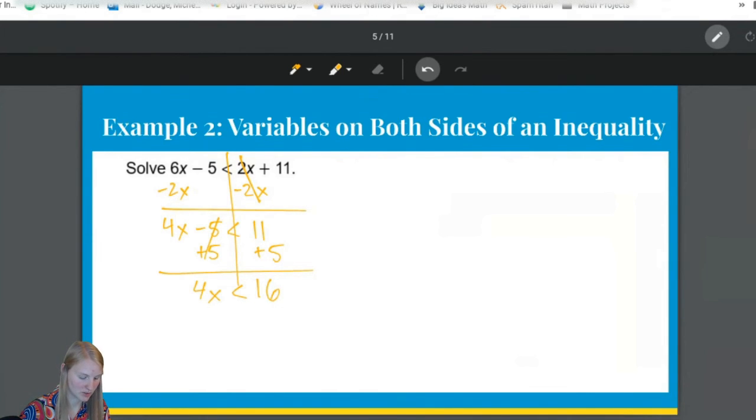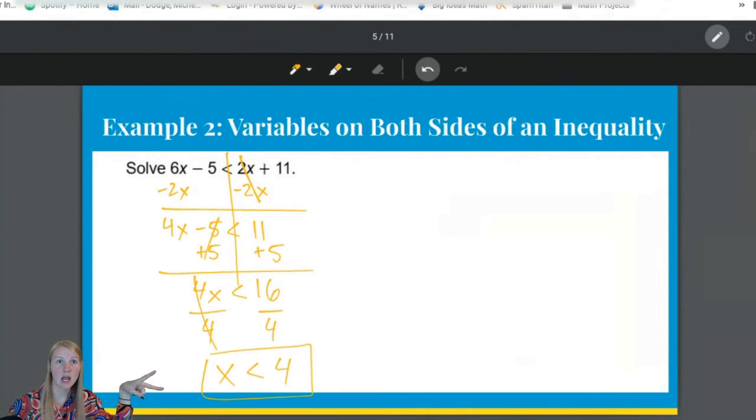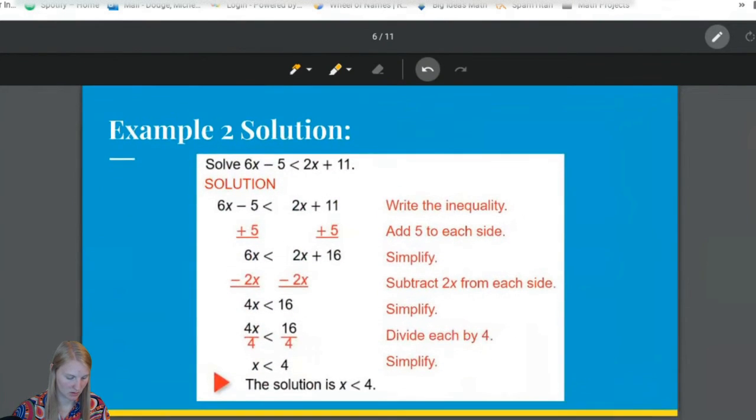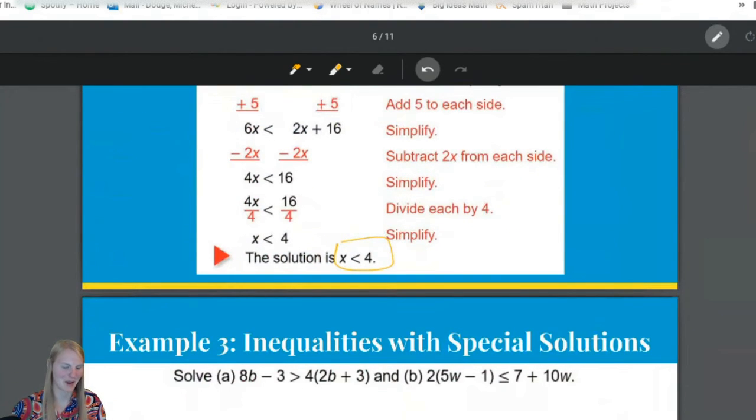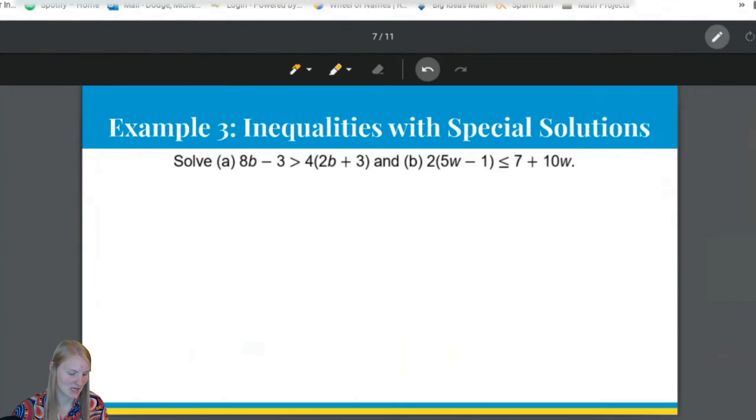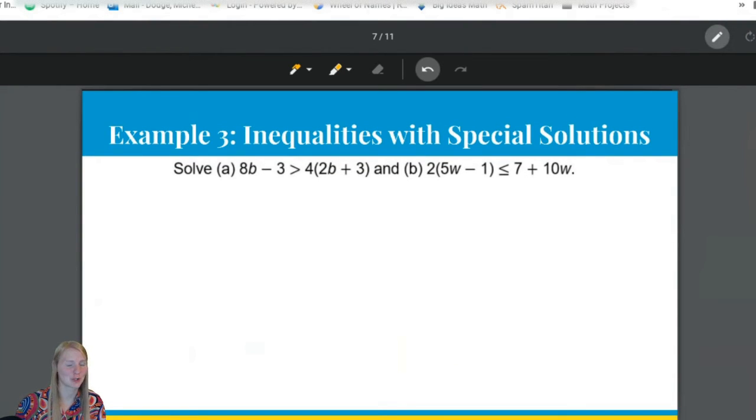And look at that. I know what to do here. The opposite of 4 times is to divide by 4. And x is less than 16 divided by 4, which is 4. I did not need to flip my sign because I was not multiplying or dividing by a negative number. Wonderful. Beautiful. It did not tell me to graph, so I'm not going to. Okay, and the solution is x less than 4, which is exactly what we got. Booyah!